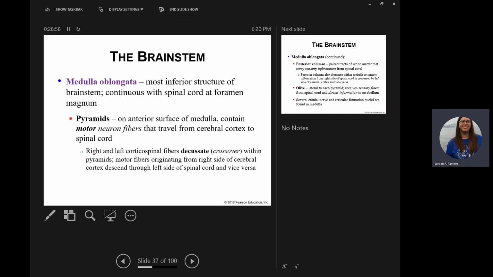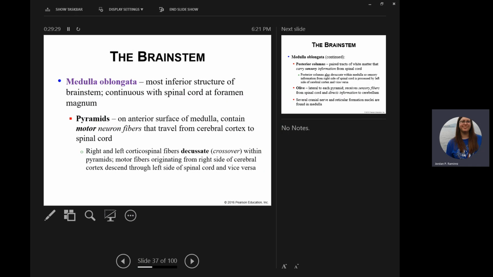Medulla oblongata is the most inferior structure of the brainstem and is continuous with the spinal cord at the foramen magnum. So if we remember back to our bones, what's the foramen magnum? You remember? What does it look like? Can you describe it? It's like the big hole at the base of the skull. Yeah, good. So all these terms we've been learning throughout the semester are coming back to us.